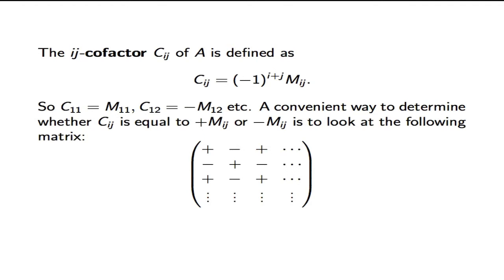So a convenient way to determine whether C_ij is equal to plus M_ij or minus M_ij is to look at the following matrix. So for example, if I look at C12, this is the 1, 2 position, so I need to put a minus. If I look for C33, it's 1, 2, 3, 1, 2, 3. I look at this position, so I need a plus.